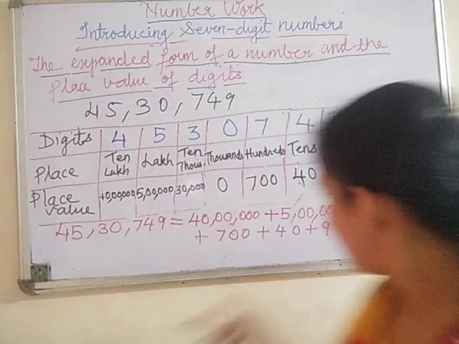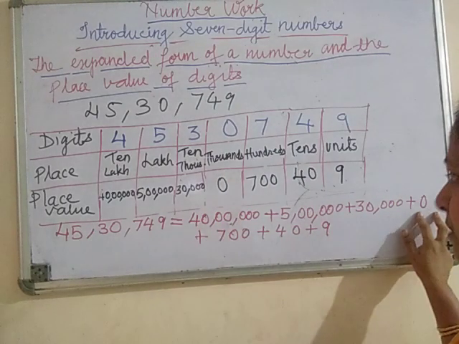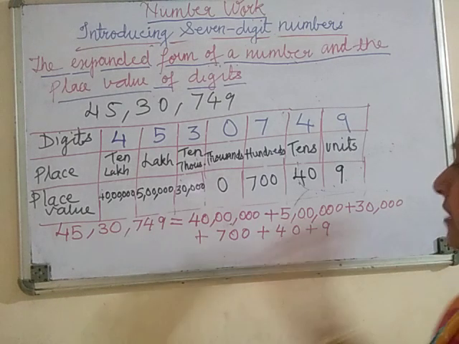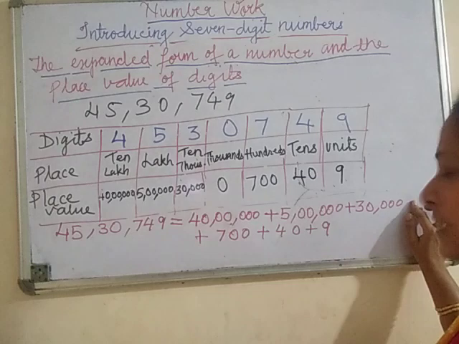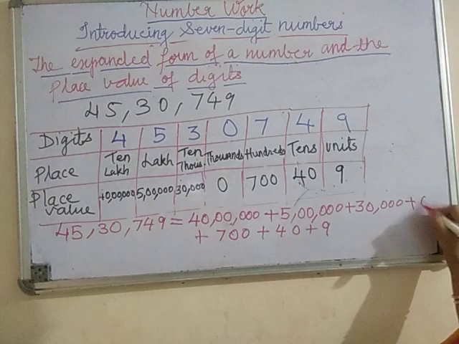Now, even if you don't write the 0 here in the 1,000 place, it is understood. Directly from 30,000 you can write 700 also. But if you are getting confused, then you can keep that 0 as it is here in the thousands place.